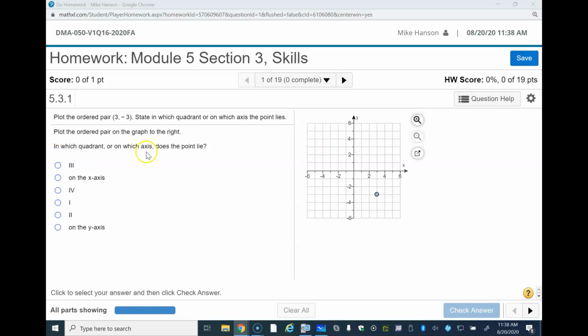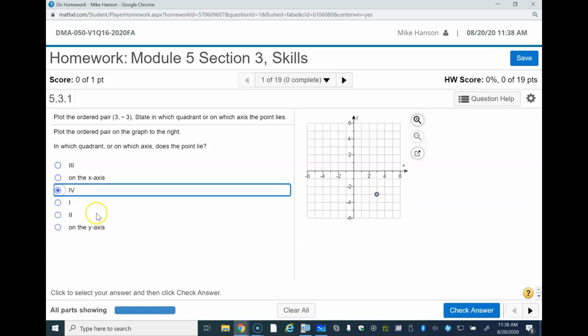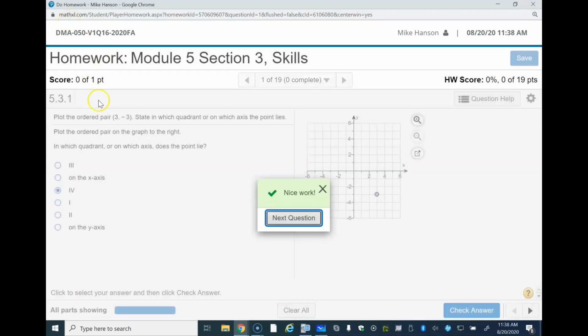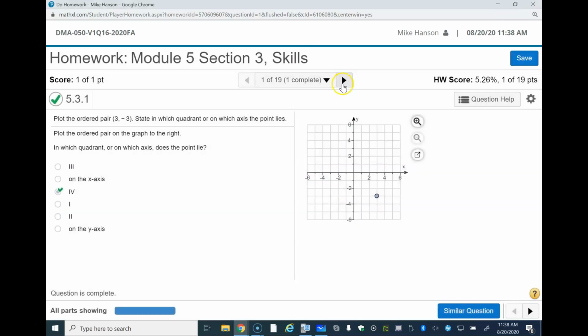So we'll come over here and it says what quadrant did this point lie in? 1, 2, 3, 4, it's in 4. So we click the number 4. We hit check answer. We'll be good to go for this particular answer here. So let's move to the next question.